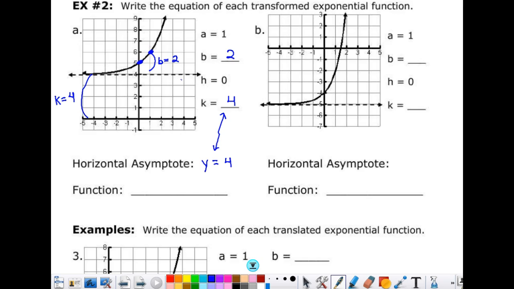So our function, if you want to write this, it's b to the x minus h and then plus k. So our b is 2, x minus 0, so you don't really have to write the minus 0, and then plus 4. What? How did I get the b? It's the distance from the horizontal asymptote to the second point. The first point is used to figure out right and left. The second point is used to figure out your b.